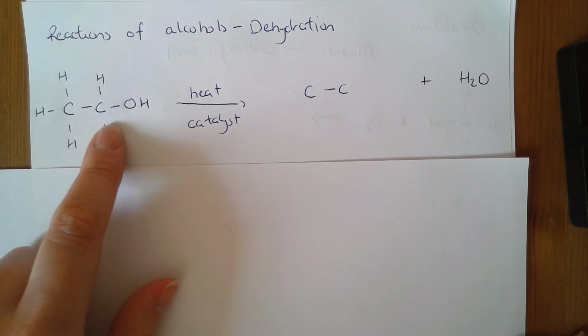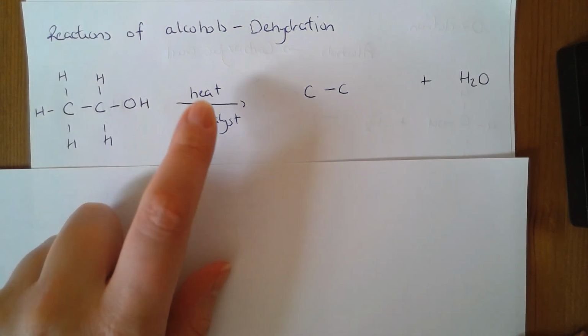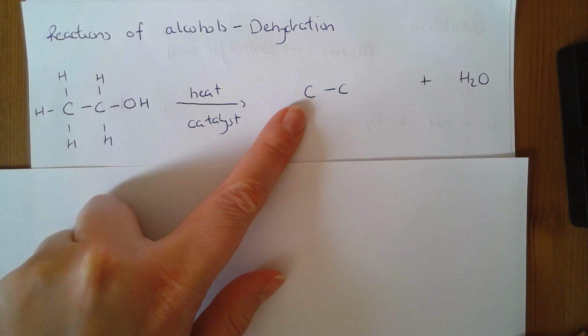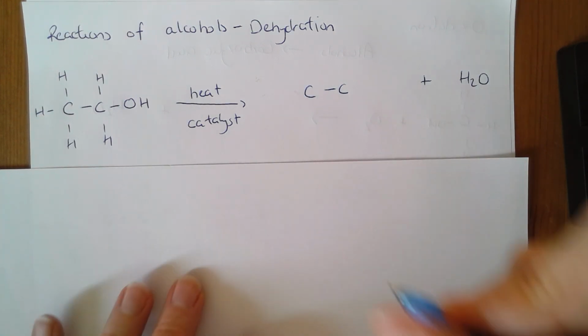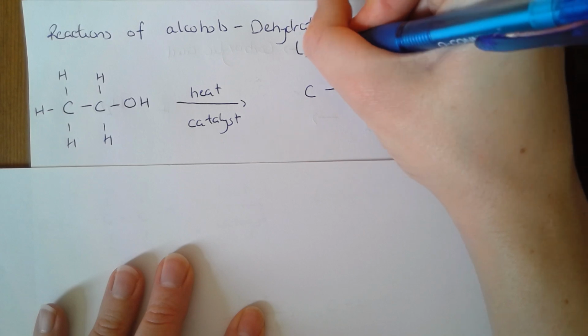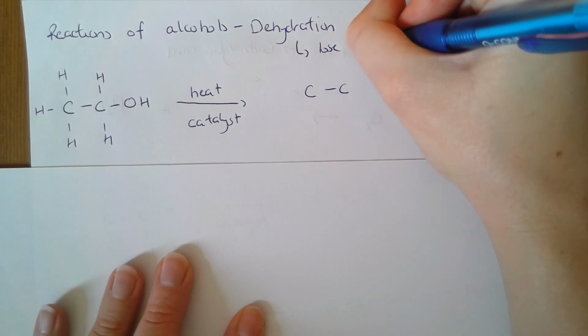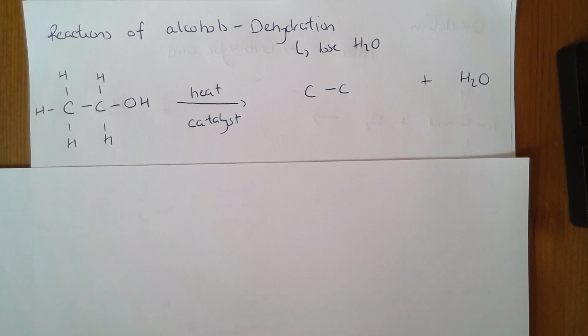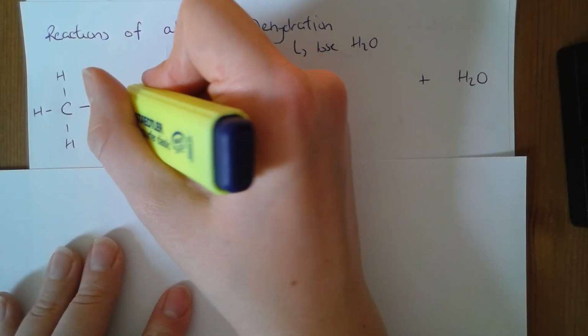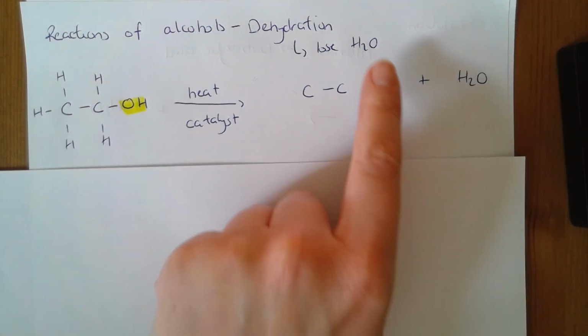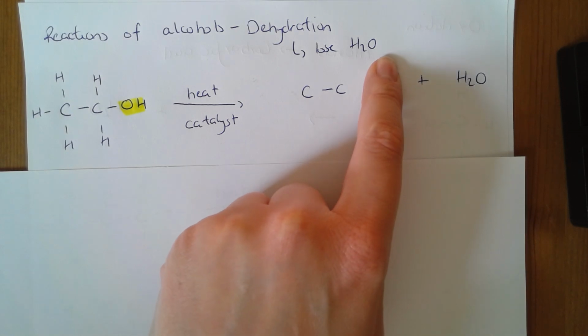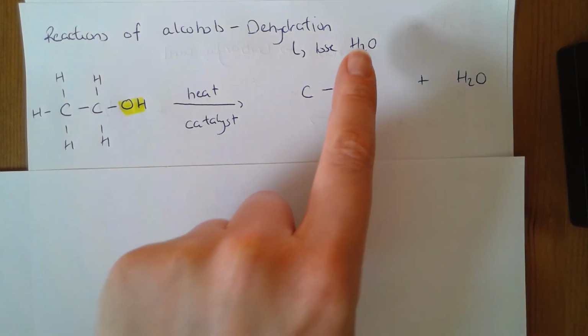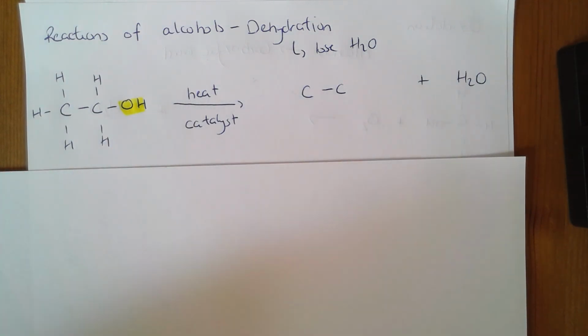So I'm starting here with an alcohol, and if I heat it in the presence of a catalyst, I can turn it back into an alkene. Now, the word dehydrate implies that we are going to lose H2O. And if I look at what I've got in my alcohol, there's my OH. That's the only oxygen I've got, so that's definitely going to go. But I need to lose 2 hydrogens, and so far I've only got 1.